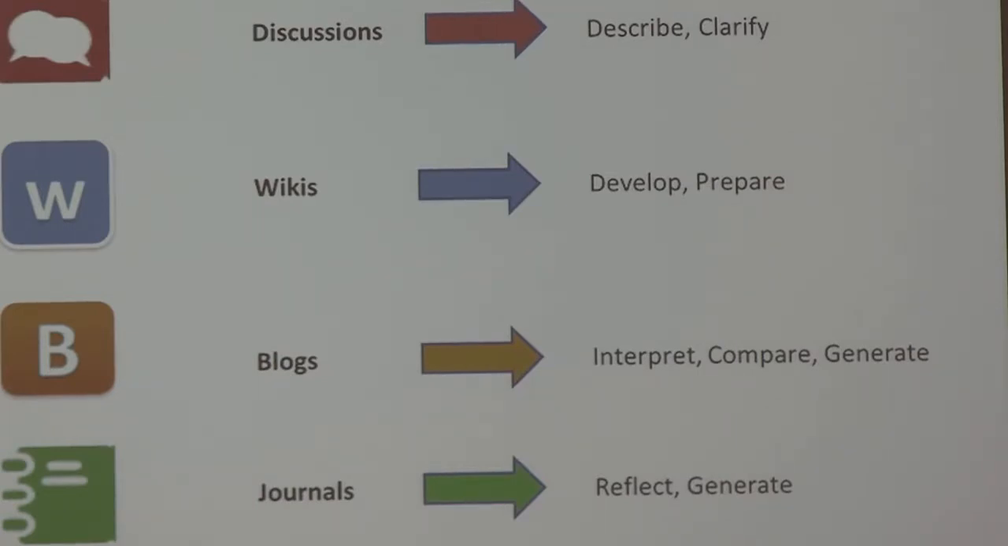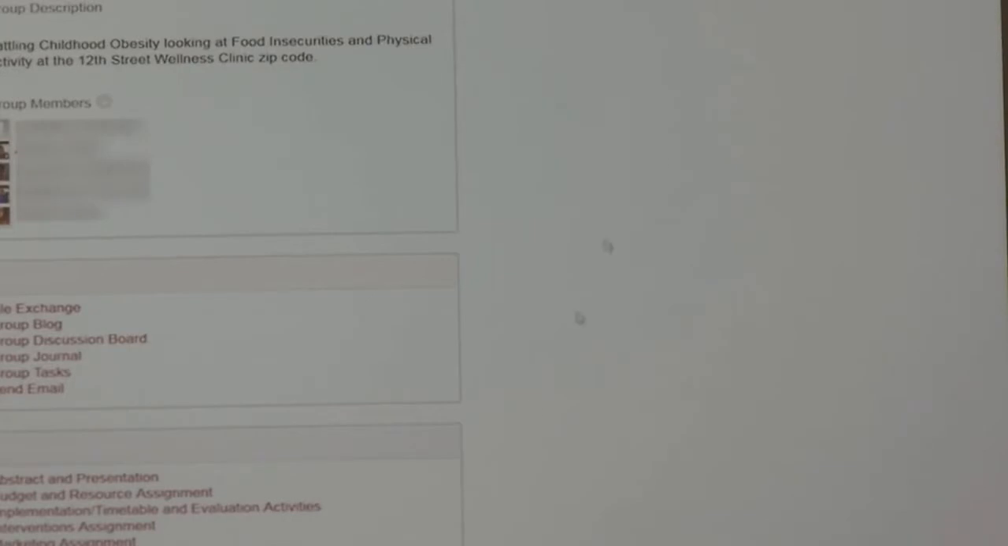Okay, the next tool is the group tool. And here's just a screenshot of one of the groups in my College of Public Health classes. Each of the groups has to plan a health promotion program. So this group has chosen food insecurities and physical activity. There's a description of the group. The group members are listed. Of course, I've scratched them out.